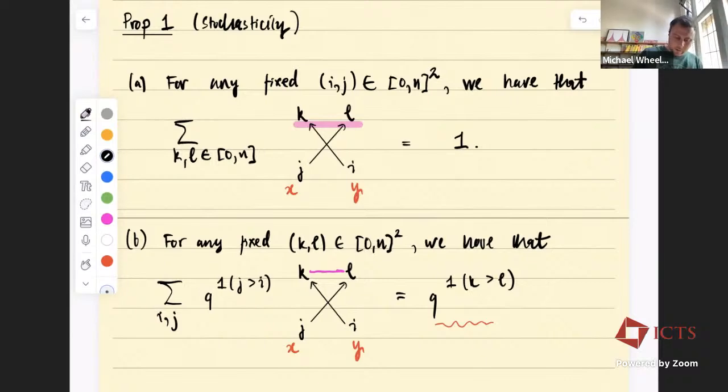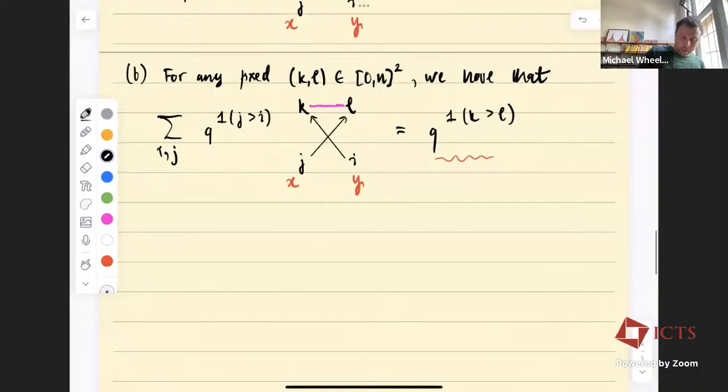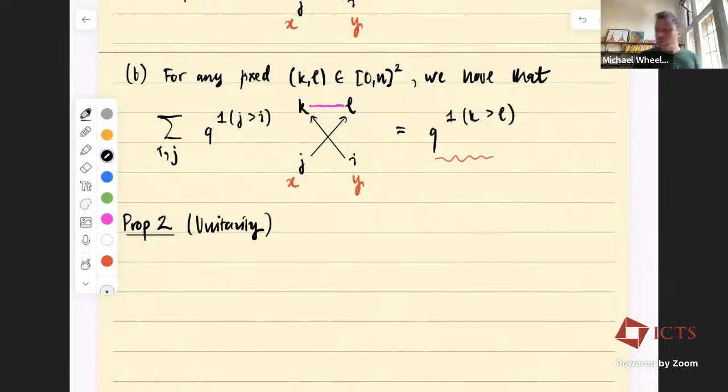All right, so that's probably everything I want to say about that. Next, I'm going to talk about some of the other properties of the model, which are very well known and certainly will be familiar to many members of the audience. So proposition number 2 is going to be what's called the unitarity condition of the model.